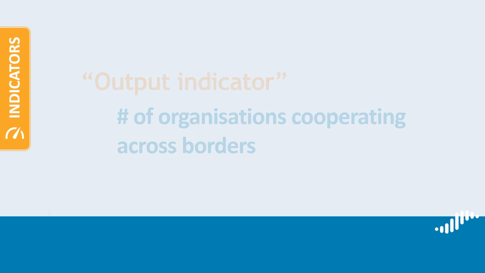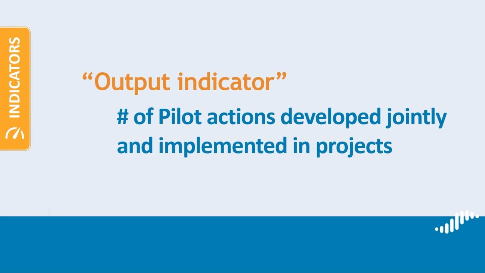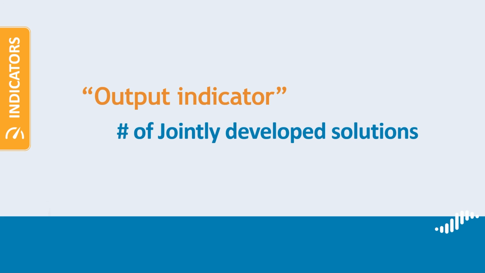The output indicator pilot actions developed jointly and implemented in projects counts the pilots developed and implemented by the project. It is therefore linked to Work Package 2, in which solutions will be piloted. The output indicator jointly developed solutions counts the solutions contributing to solving the challenges. Solutions are prepared during Work Package 1, piloted and evaluated during Work Package 2, and transferred during Work Package 3. It is therefore linked to all work packages.